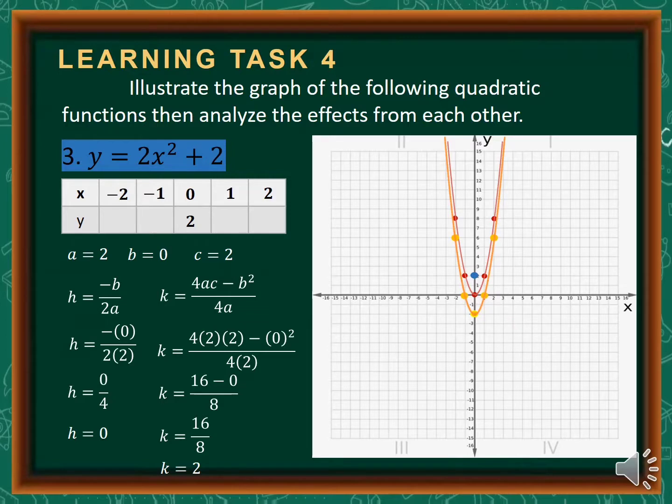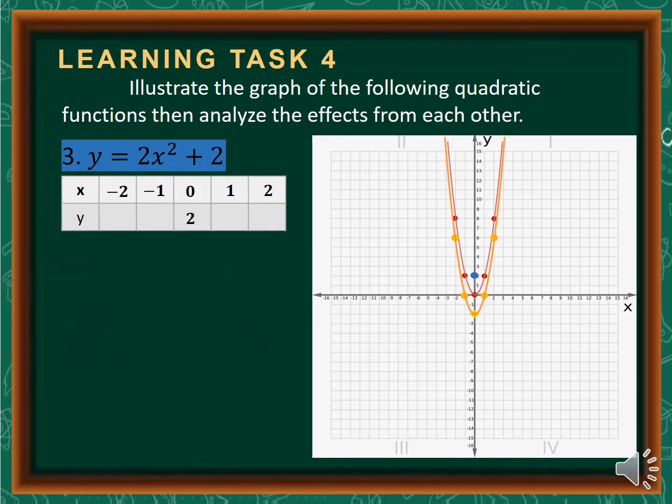After finding the vertex, what are we going to do? Yes, we have to complete this table of values. Let us begin with negative 1. What if x is equal to negative 1? y is equal to 2x squared plus 2. We just need to substitute the value. Instead of writing x, we have negative 1. Negative 1 squared, that is 1, times 2. Then, 2 times 1, we have 2 plus 2. 2 plus 2, we have 4. So, if x is negative 1, our y value is 4.